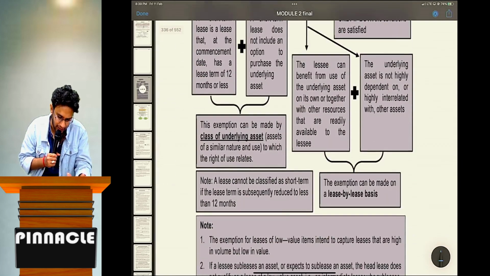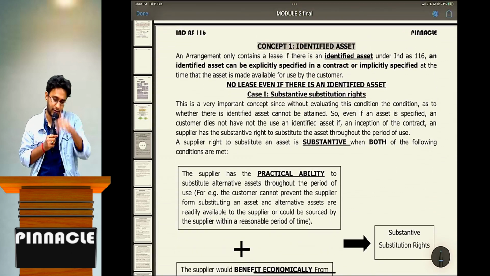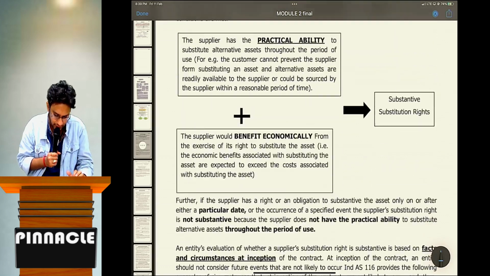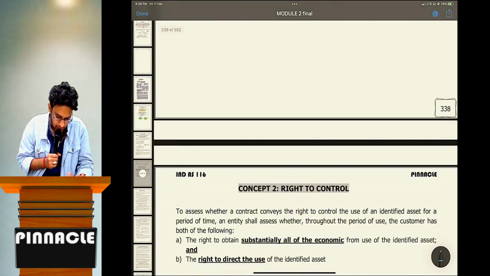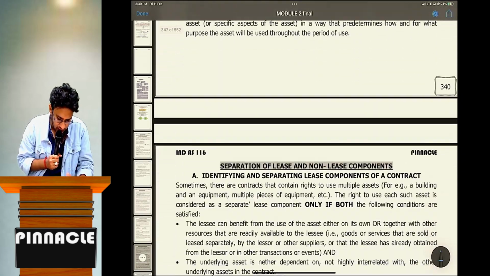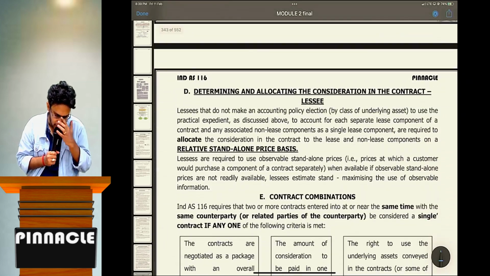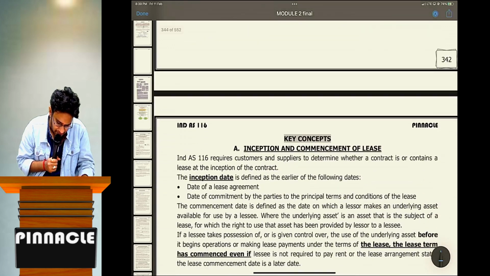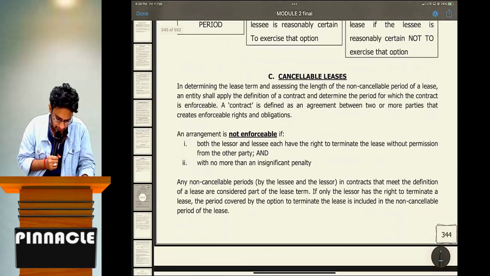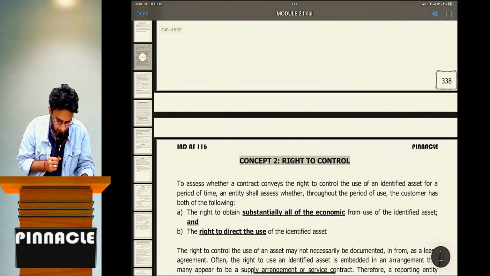See, page unnecessarily left blank. This is a summary of that chart. This paragraph, don't read that chart. Come to here, sir. So slowly we have to go to the identified asset concept and then the right to control point. Then lease and non-lease separation is there. Then there is an optional exemption. Lease consideration allocations. Inception and commencement I have given in detail here. Lease term concept. So anyway, go back.